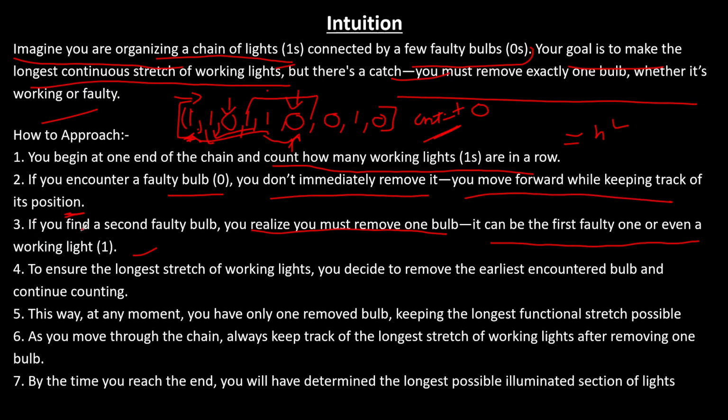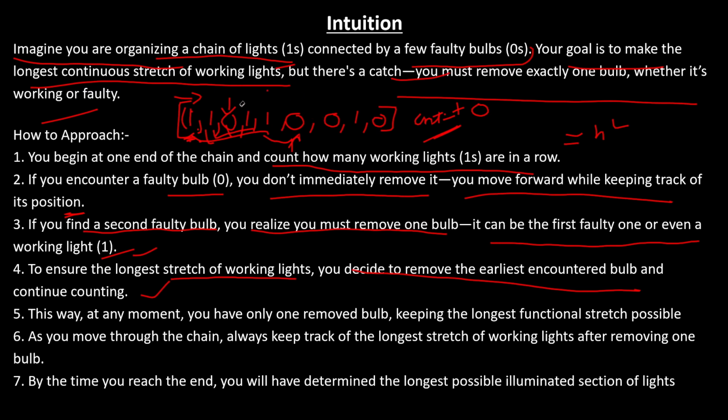Now again, if you find a second faulty bulb, you realize you must remove one bulb. It can be the first faulty one or even a working light, right? To ensure the longest stretch of working lights, what do we decide? We decide to remove the earliest encountered bulb and continue counting. Now, why are we doing this? Because if we don't remove this 0 from our count, we won't be able to make our stretch. First and foremost thing, right?